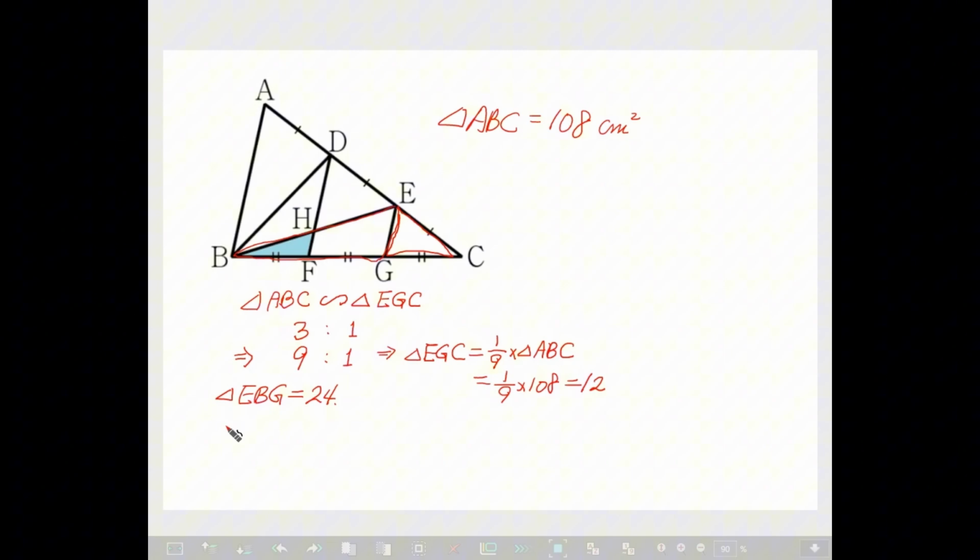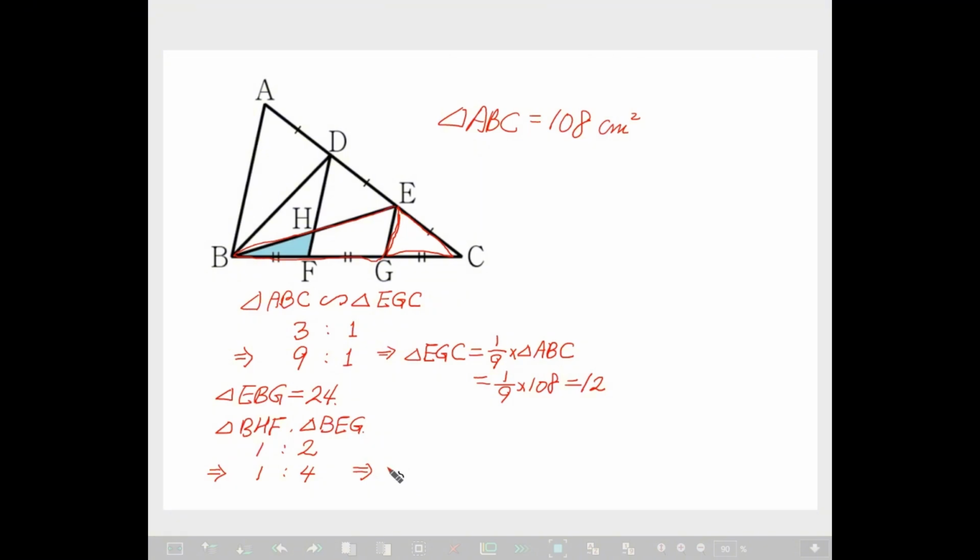The last stage, triangle BHF and triangle BEG. Did you find it? These two triangles are also similar. The ratio is 1 to 2. So the ratio of the area is 1 to 4.